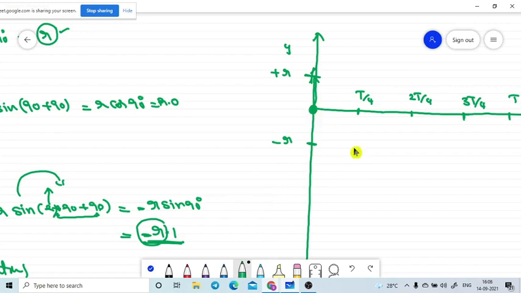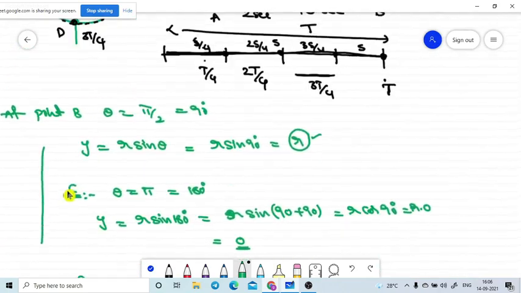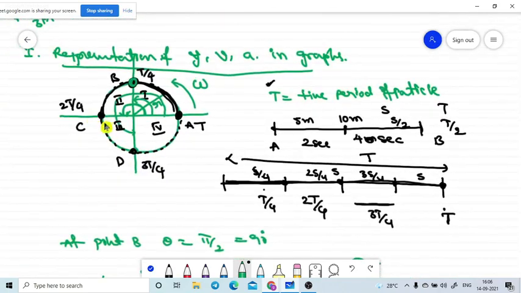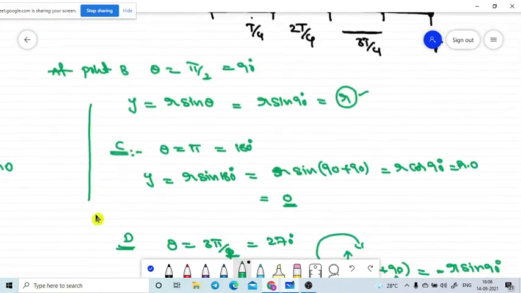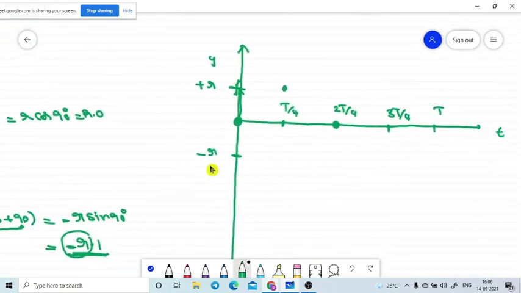At t is equal to T by 4, the particle is located at positive R only. At t is equal to 2T by 4, the particle is again coming to the 0 location. So 2T by 4 is the point C. At point C, where is the particle located? 0 displacement we got. So now the particle is having 0 displacement.